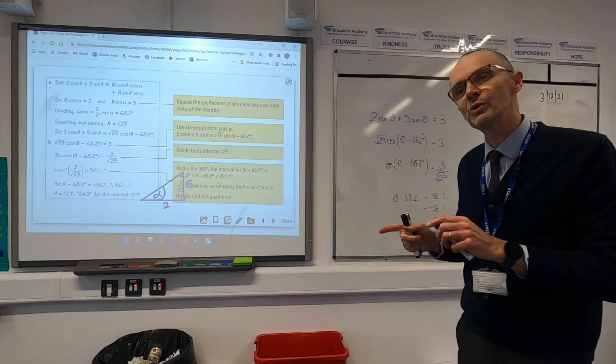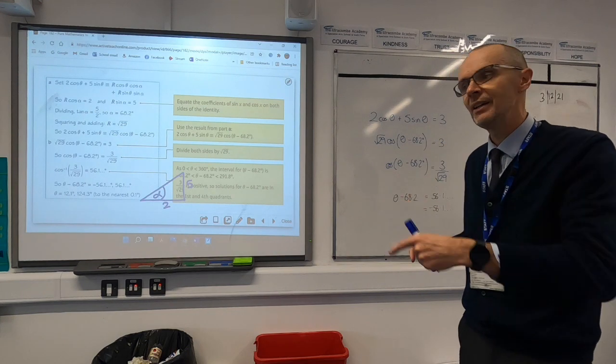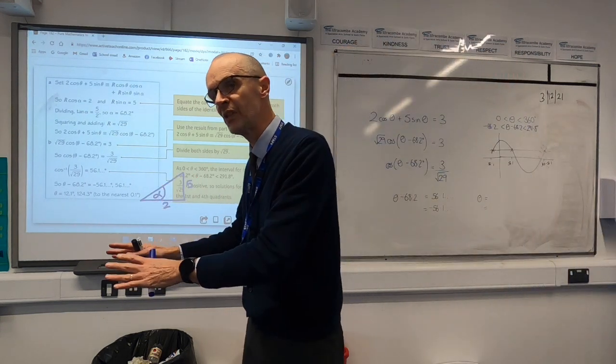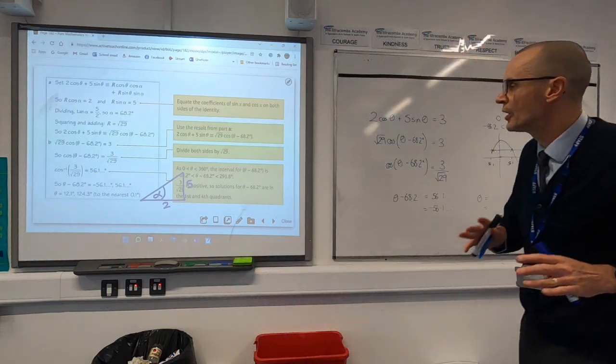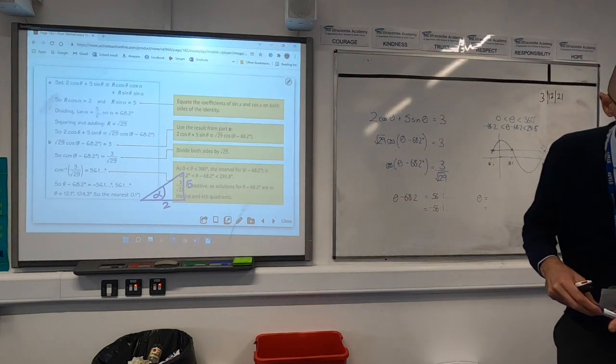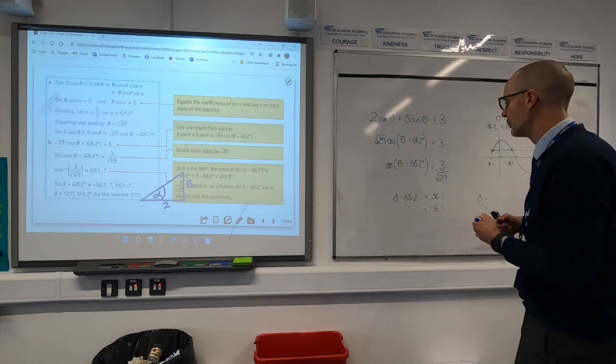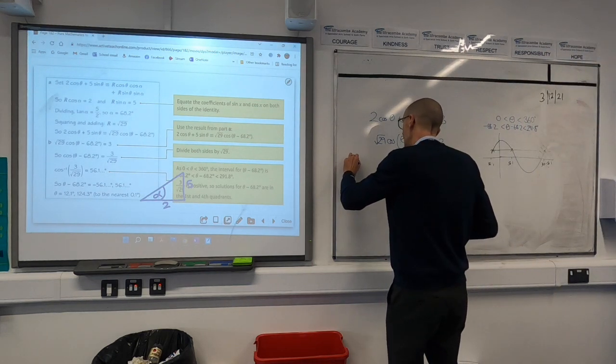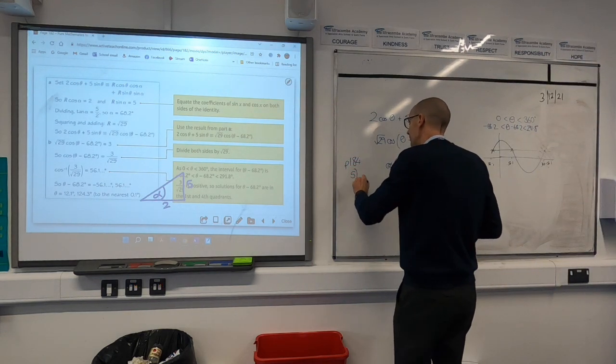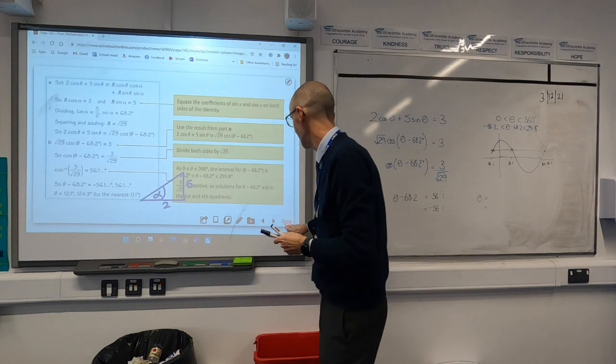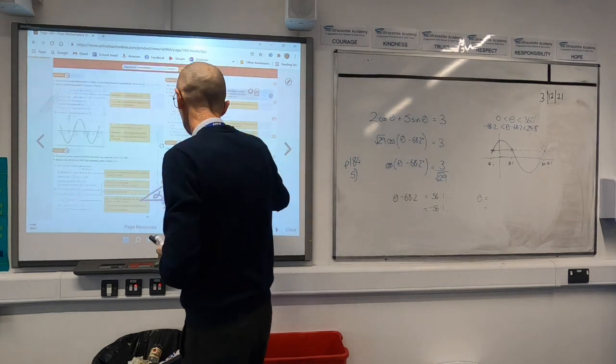So there tend to be two sorts of part B. There tend to be ones that are to do with graphs, and there tend to be ones that are to do with solving. So let me give you one to try before I see you on Tuesday. Page 184, question 5. We'll have a quick look at it first now.